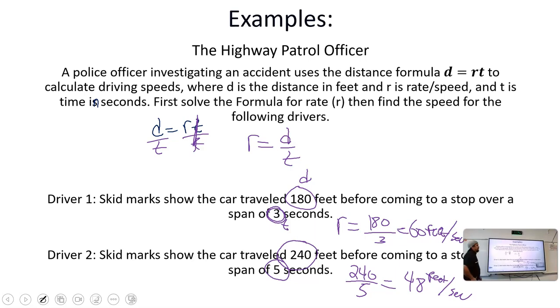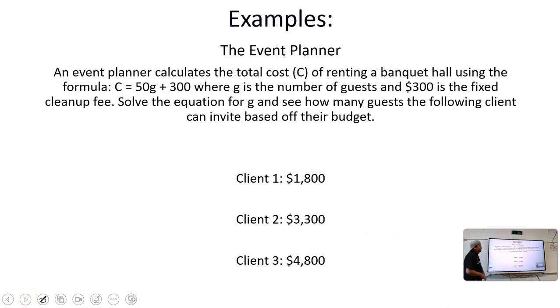Okay, so there is another way you could use this. And let's do one more way. The event planner. An event planner calculates the total cost of renting a banquet hall using the formula C equals 50G, 50 times G, plus 300, where G is the number of guests, and $300 is the fixed cleanup fee. Solve the equation for G to see how many guests the following client can invite based off their budget.